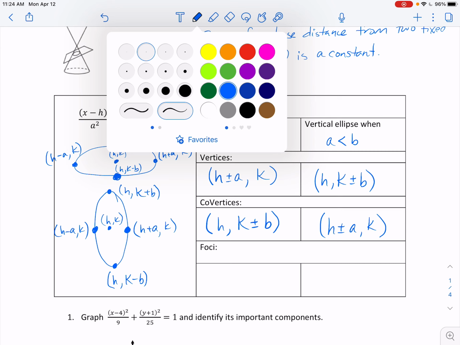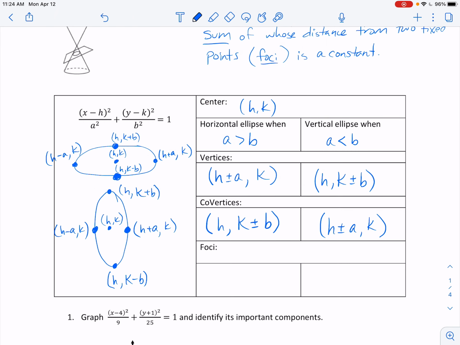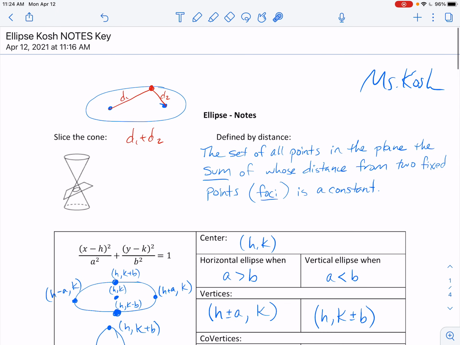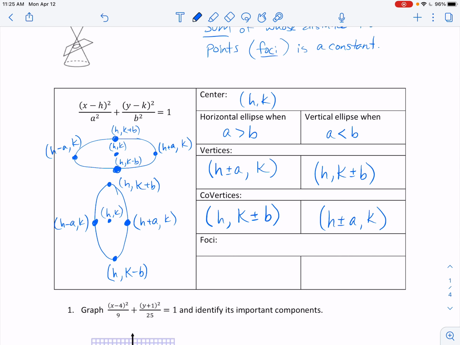Okay, the next thing is the foci, those are these 2 points right here, where we said the distance from the foci to any point, and then that point back to the other foci, remains constant. Go watch the other video. We find that by saying c squared is equal to the absolute value of a squared minus b squared. And they're always on the major axis.